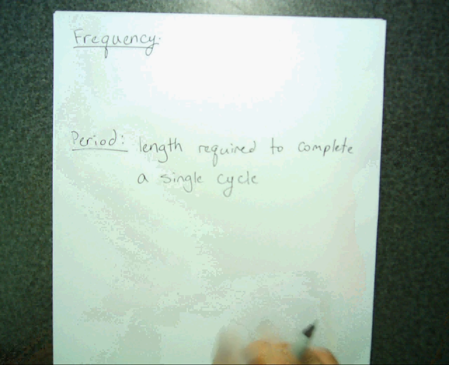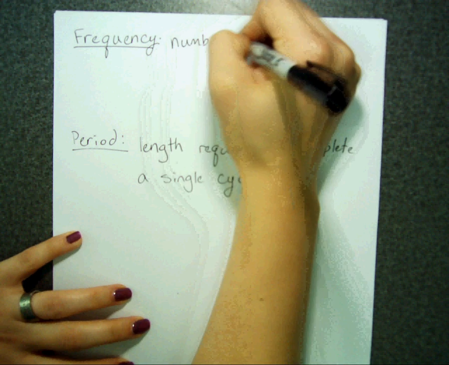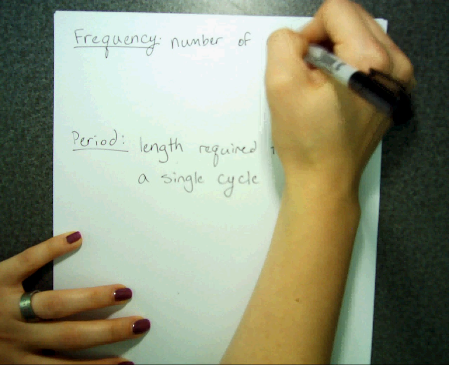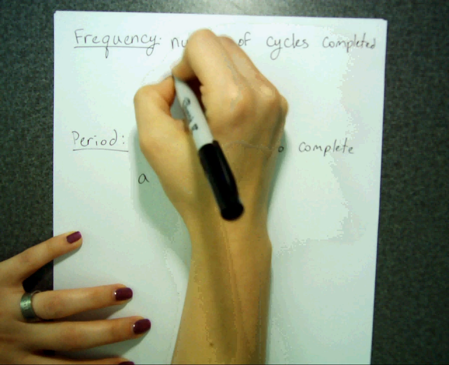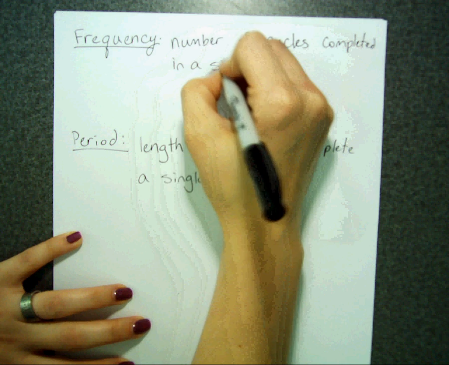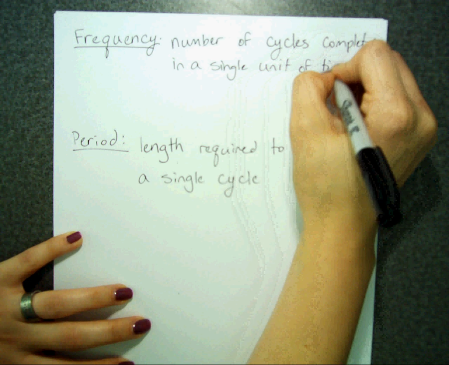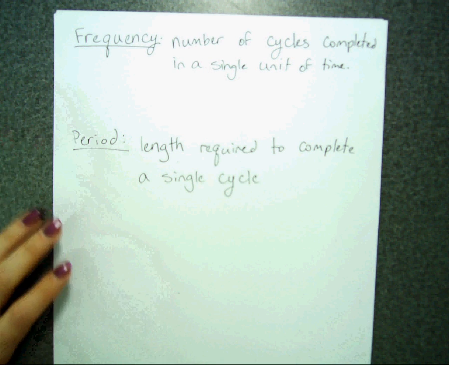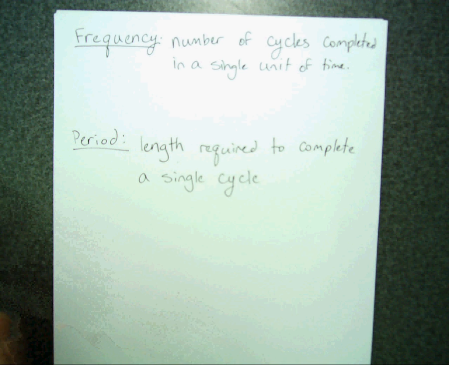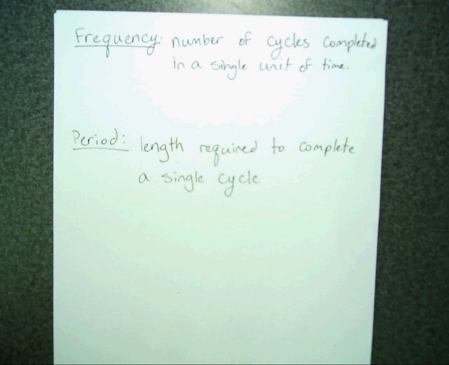Frequency, then, is the number of cycles completed in a single unit of time. In a single unit of time. And so the unit of time will be dependent upon what your problem tells you. Your unit of time may be a second or a minute or an hour, something like that, right?